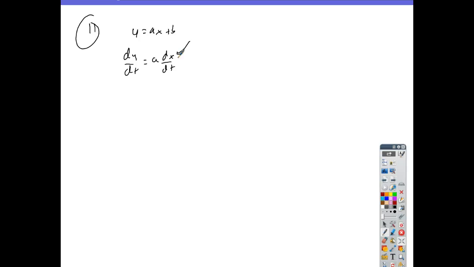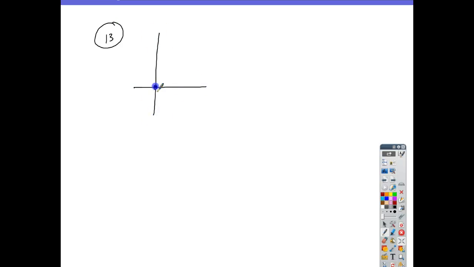Number 13. I'm going to take another page here. So they say the following. Find the rate of change of the distance between the origin, which would be the point (0, 0), and a moving point on the graph that looks like this.